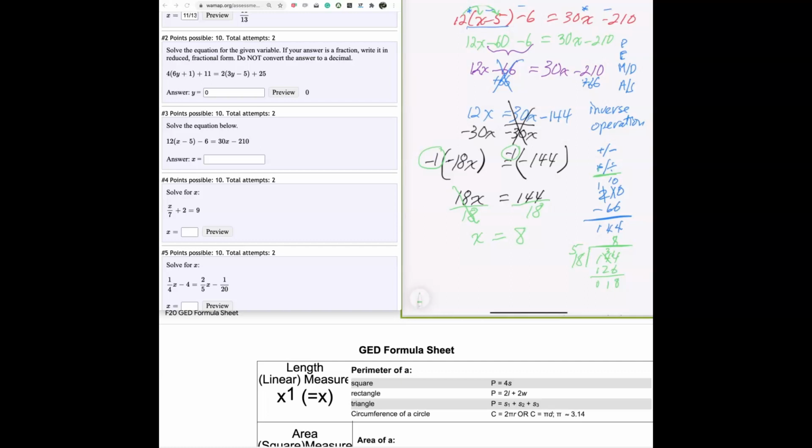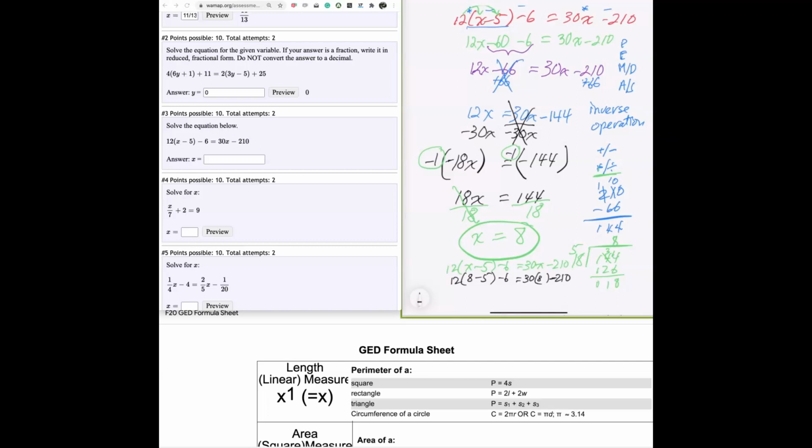So that will be our answer. X is equal to 8. And if we plug 8 back in up here, we can try that out and see if that works. So let's bring that down here. 12 times x minus 5 minus 6 is equal to 30 times x minus 210. All right. And so let's change colors. We're going to substitute 8 in for the x. So 12 times 8 minus 5 minus 6 is equal to 30 times 8 minus 210.